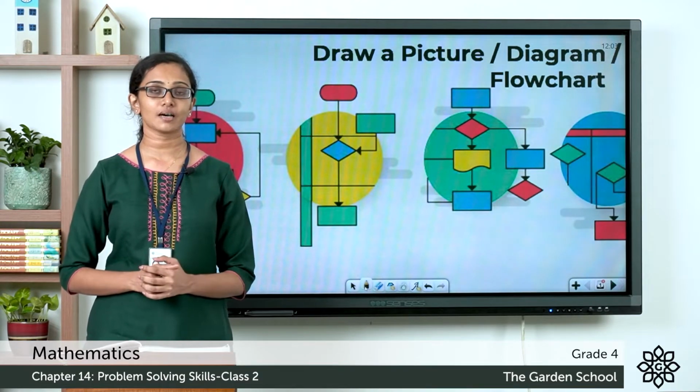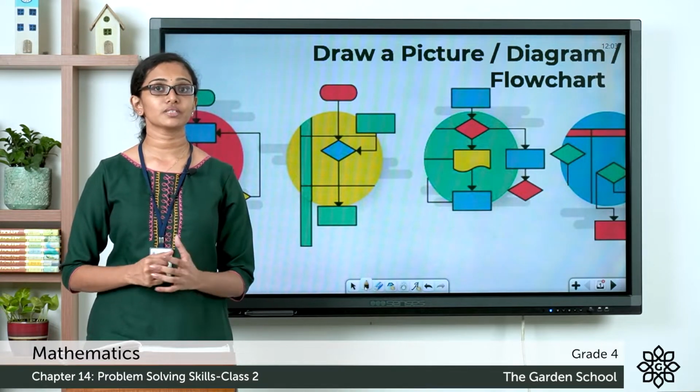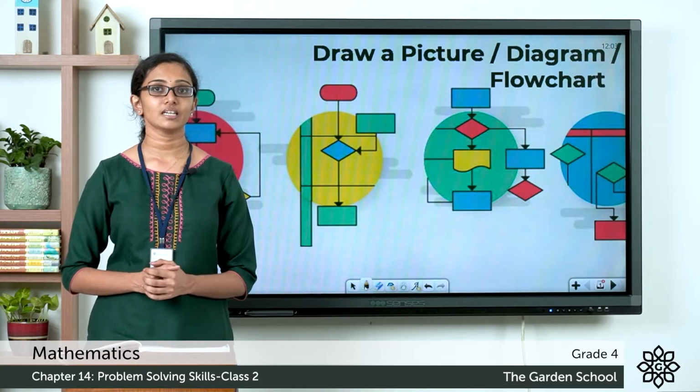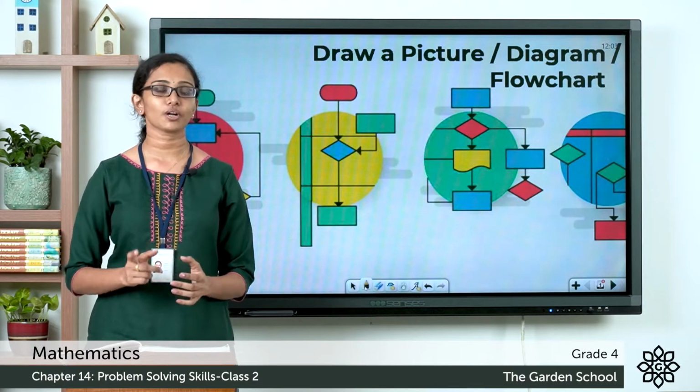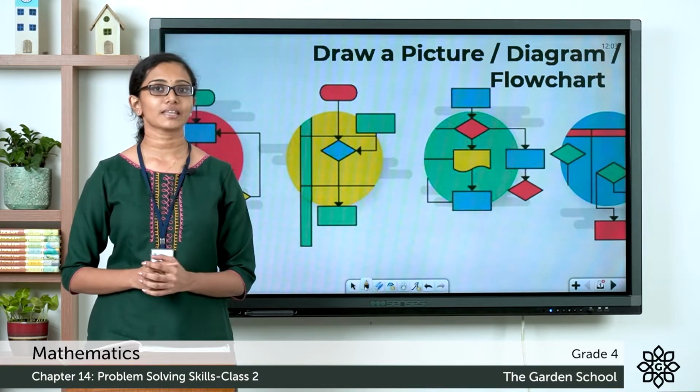So we have started the chapter problem solving skills. So today in this class, we are going to discuss a problem solving strategy. It is how to solve problems by drawing a picture, a diagram or a flow chart. So to begin with, let me tell you a very simple example.